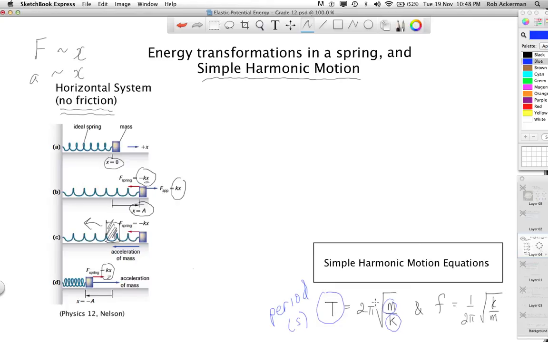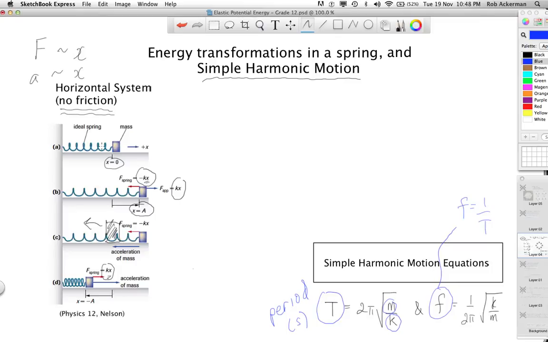The period formula at least makes sense in some way. Where did the 2 pi and the root come from? Check your textbook to find out. And while we're at it, frequency, which is just the reciprocal of the period, remember, 1 over T, will just have the reciprocal of all these, so 1 over 2 pi times the root of k over m. So there are some formulas for you.